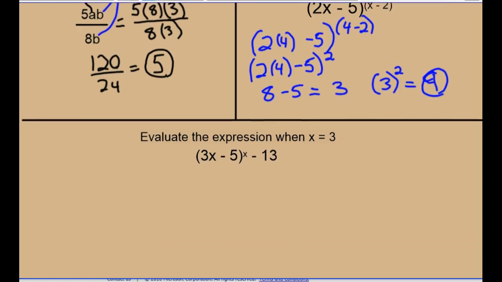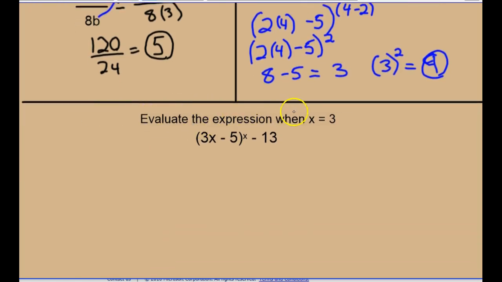Our last problem on this page. Evaluate the expression when x equals 3. So we're going to replace all our x's with 3. So we get 3 times 3 minus 5 to the third power minus 13.